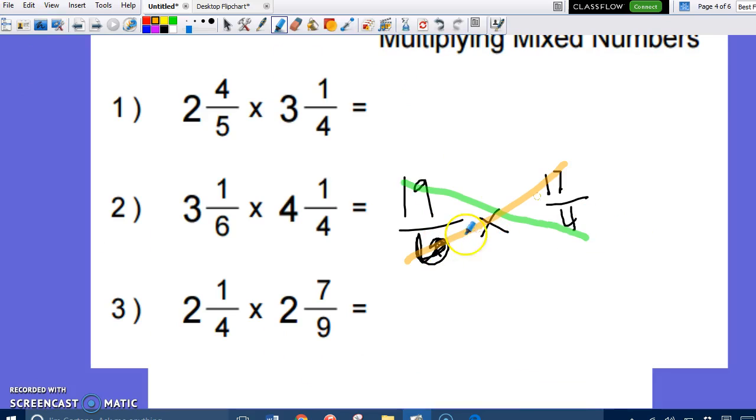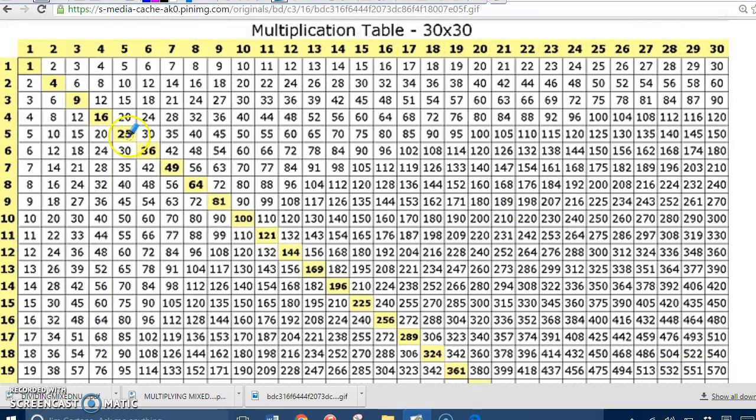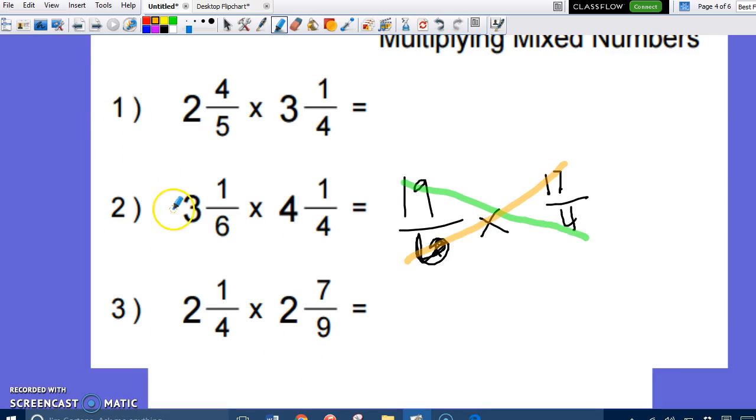Okay, how about a 6 and a 17? Let's see if I can find a 6 and a 17. Skip the first row. 6, no 17. There's not even a 6. There's a 6, but no 17. All right, run out of 6. None of those are going to reduce, okay?